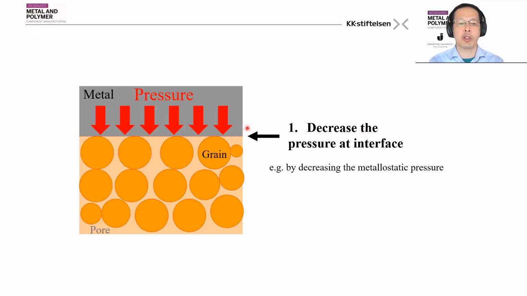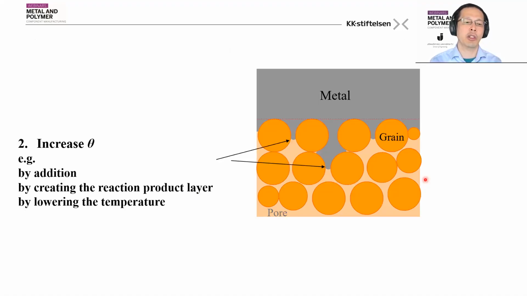So the first point is, yes, once again, we can try to decrease pressure at the interface by decreasing the metallostatic pressure. And we can try to increase the contact angle between the metal and the sand particle, for example, by creating a reaction product layer, which has a higher contact angle.